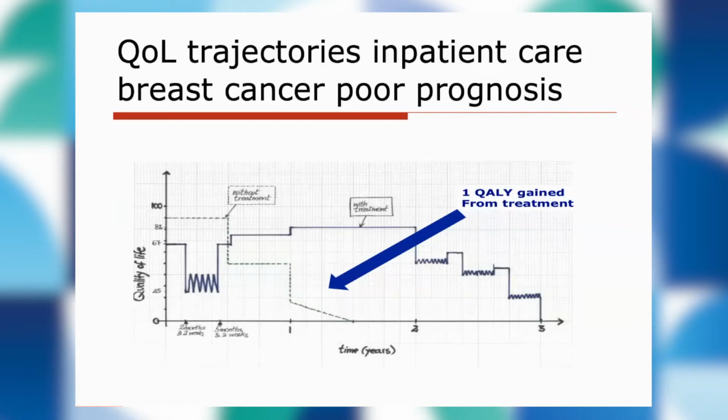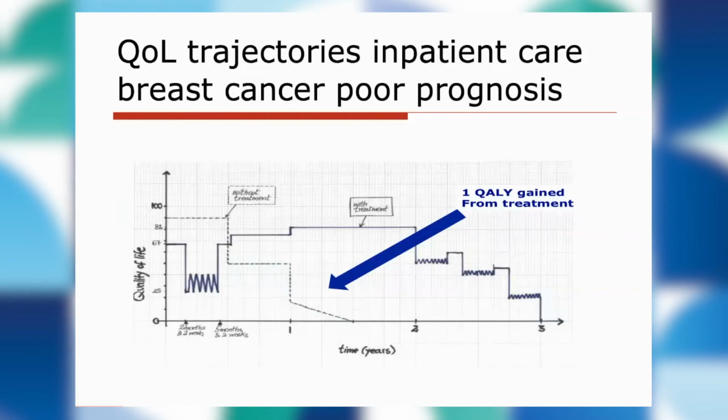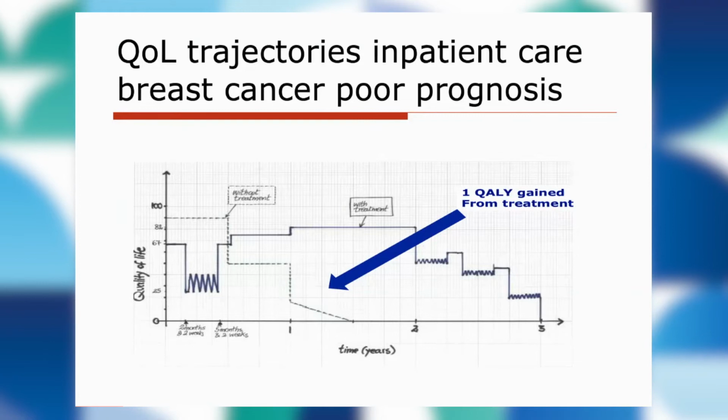With treatment, radiotherapy and chemotherapy, there are times when quality of life falls because the treatment is so painful and distressing, but then they recover and they have a longer life expectancy and gains in quality of life. And what the QALY is the difference between the area under these two trajectories. In this case, this comes out to be approximately 1 QALY.